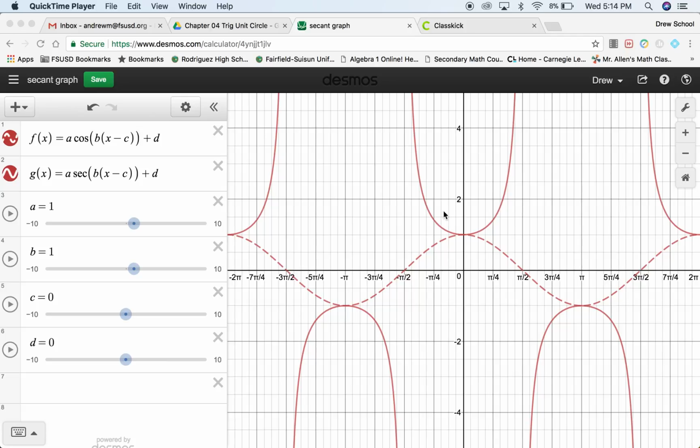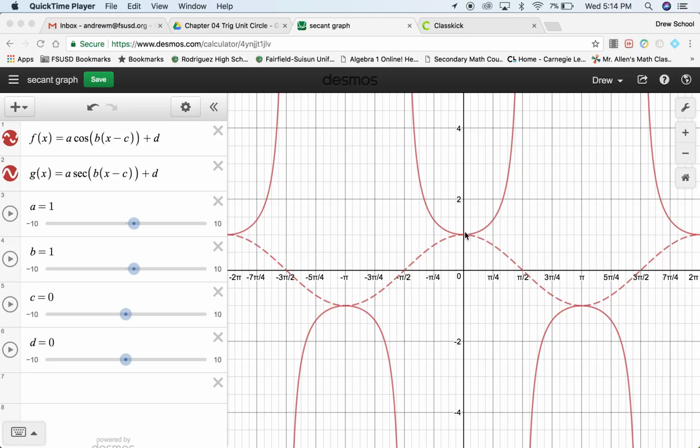Alright, so here we're going to look at a secant graph. And the secant graph is the opposite of a cosine graph. So to graph a secant, I would personally graph a cosine graph with the same attributes and then just do the opposite for the secant.